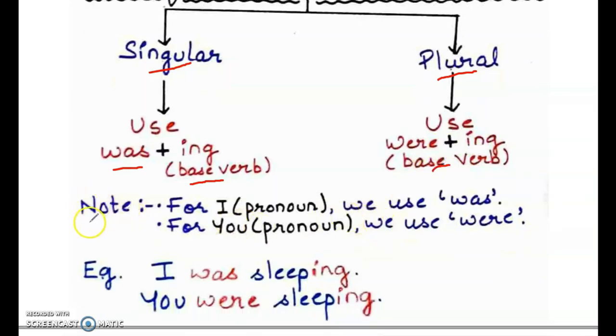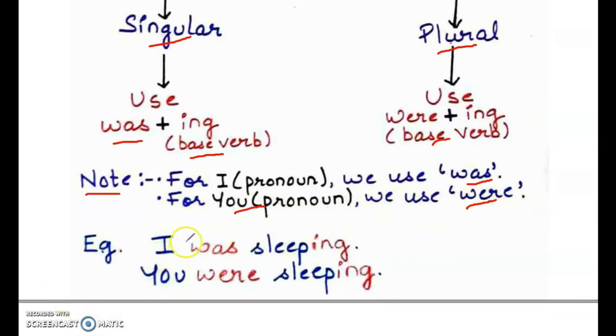One very important note. For I pronoun, we use was. And for you pronoun, we use were. Okay? So always remember, with I pronoun we will use was, and for you pronoun we will use were. Let us see the example. I was sleeping. You were sleeping.